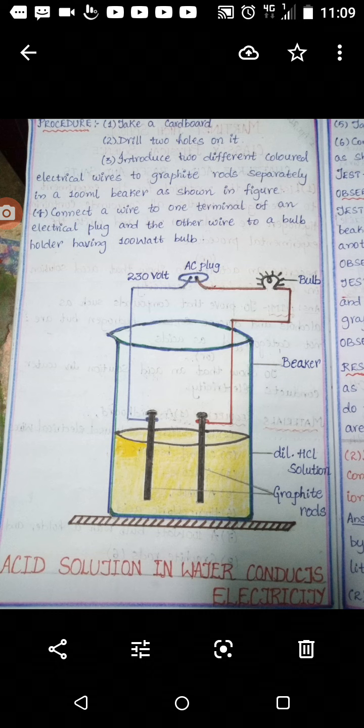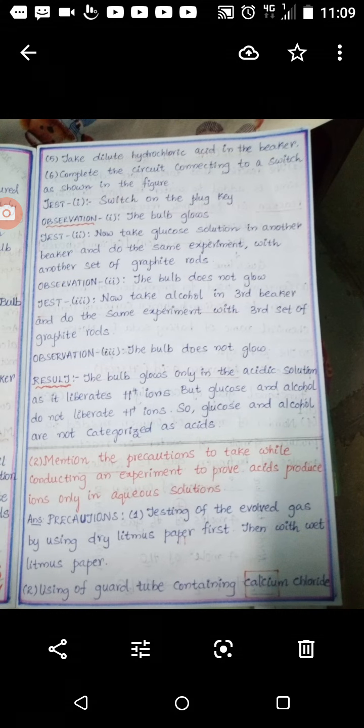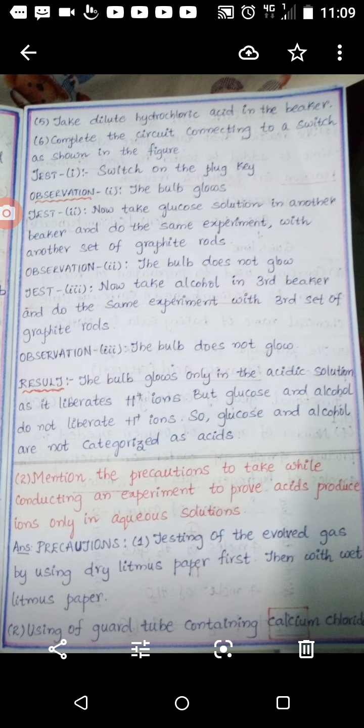Now students, after this we move on to the next point, that is take hydrochloric acid in the beaker. Now complete the circuit connecting to a switch as shown in the figure. The experimental setup is completed. Now move on to the test.